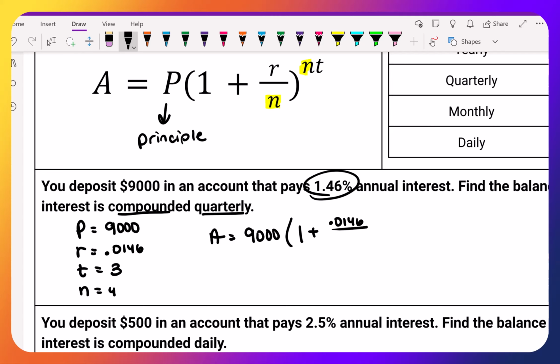0.0146. Make sure you change it to a decimal. N is 4. And a lot of people will forget to put your N also as your exponent times 3. Now, if you're using a scientific calculator, it's going to be pretty easy, but I'm going to warn you, if you use Desmos, make sure that you put parentheses around that or it won't let you do both 4 times 3.